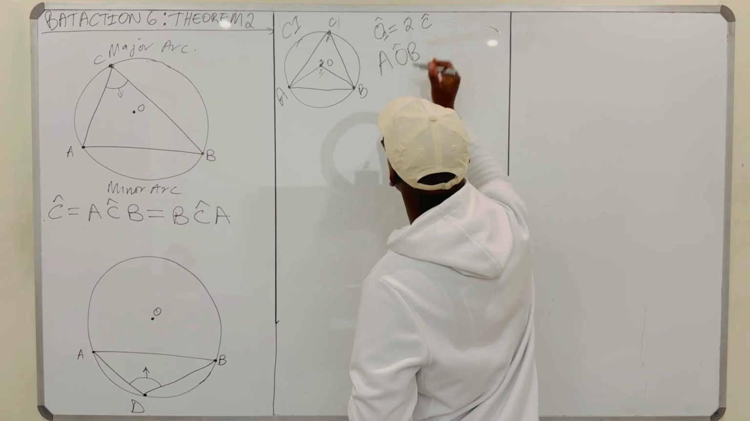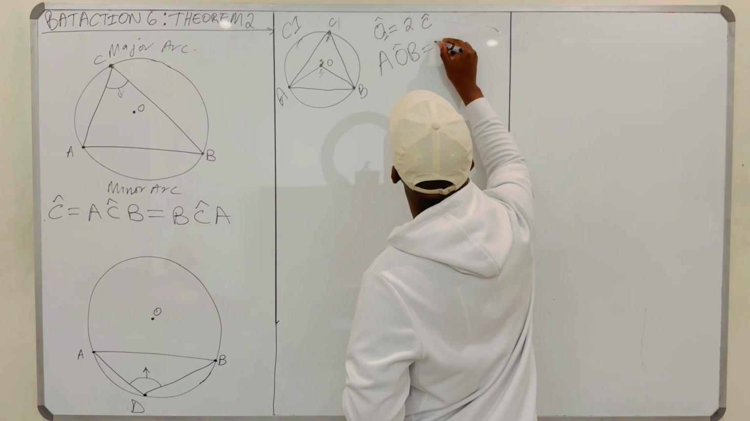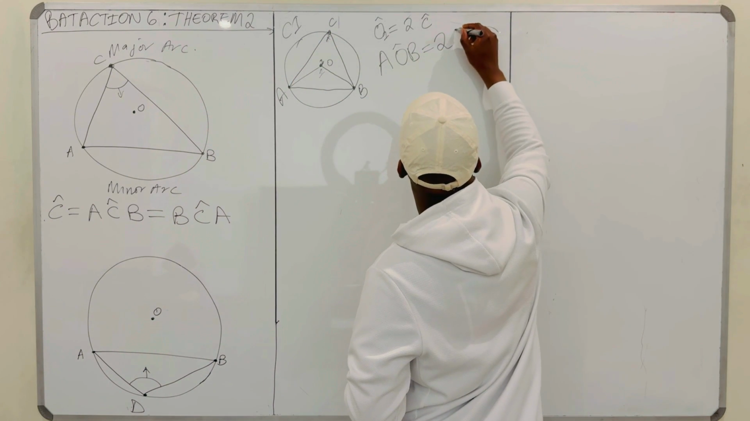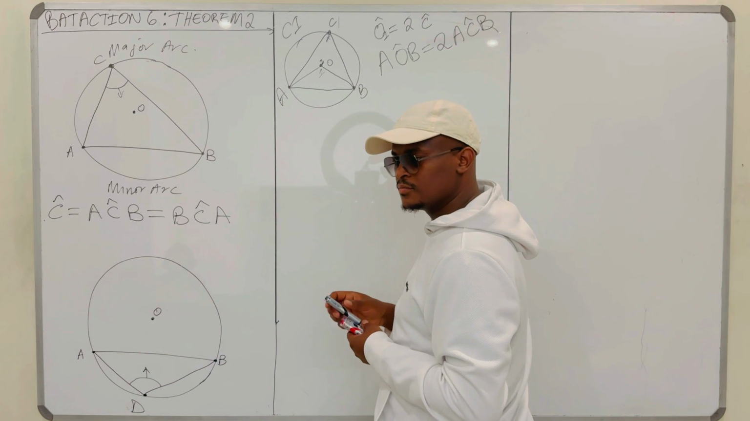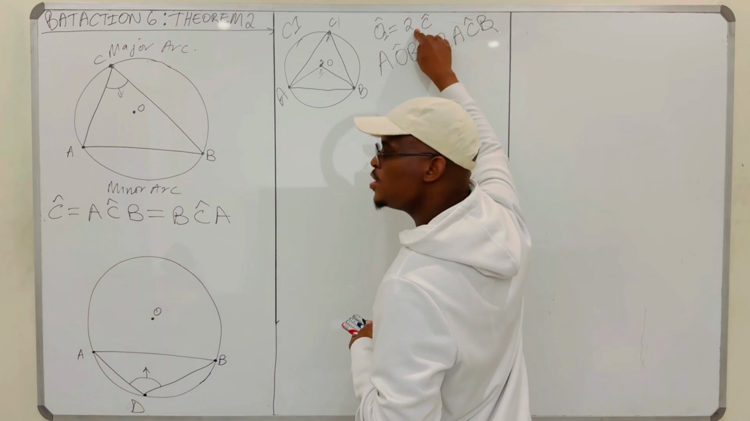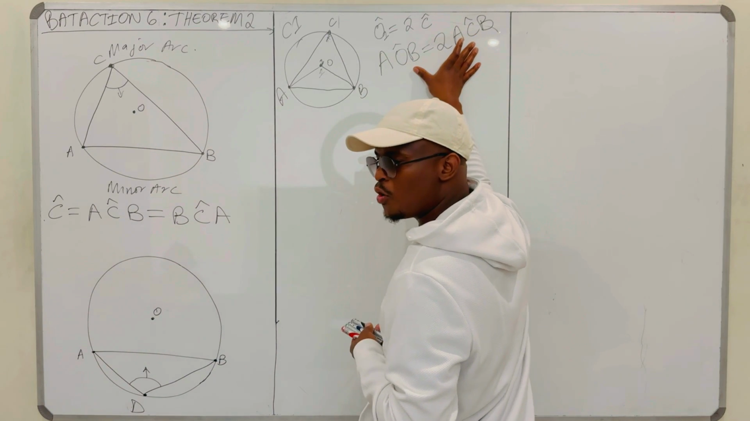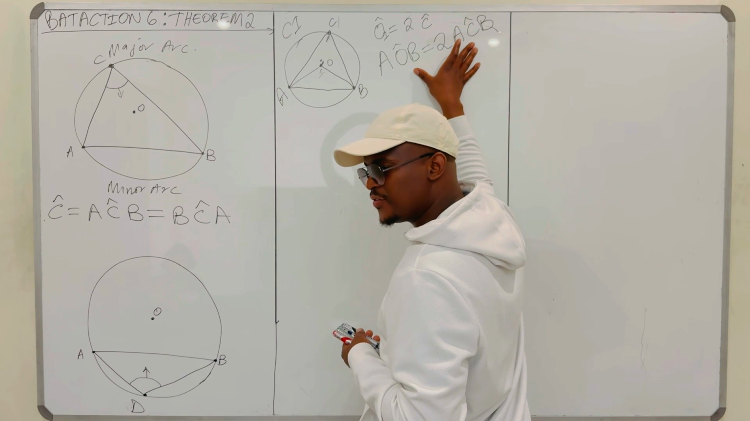AOB. See, AOB. Are you with me? Is equal to 2 times what? 2 times ACB. Does that make sense? Yes. So you can see that this is the same thing. Even if I give you this way or that way, I would like to give you this way because this is the much more common way in which they like to ask it. Are you guys following? Is everyone happy? Questions for me? No.